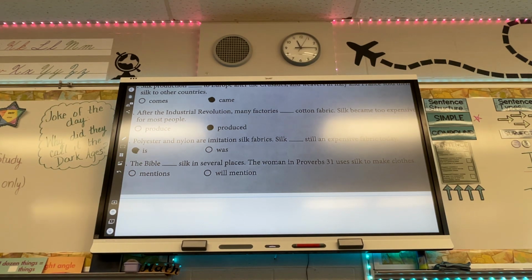And 14, the Bible blank silk in several places. The woman in Proverbs 31 uses silk to make clothes. Willow? Mentions. Good.